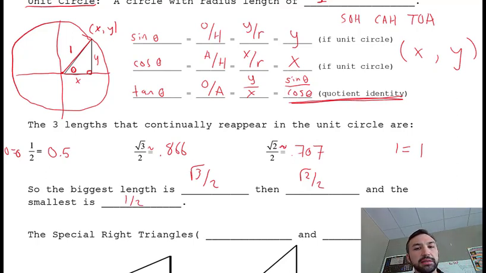Okay, so I'm going to come back to this. Knowing how those compare to each other, you can figure out a point, whether it's 1/2, square root of 3 over 2, or square root of 2 over 2, just by knowing those decimals.